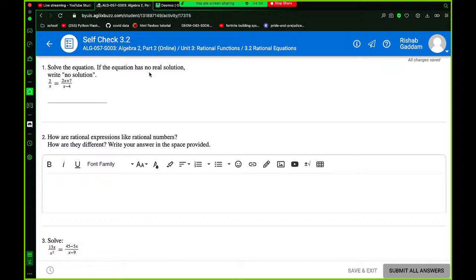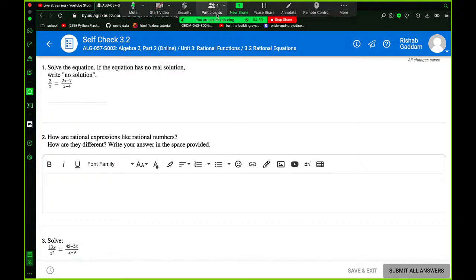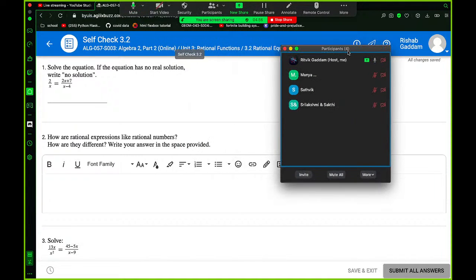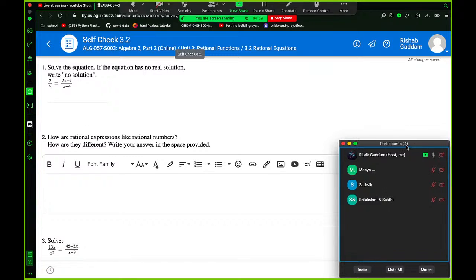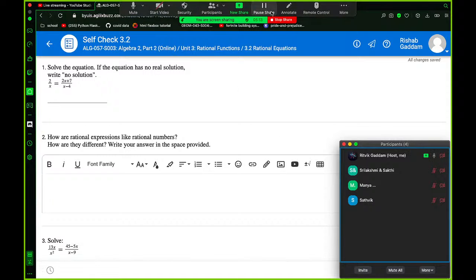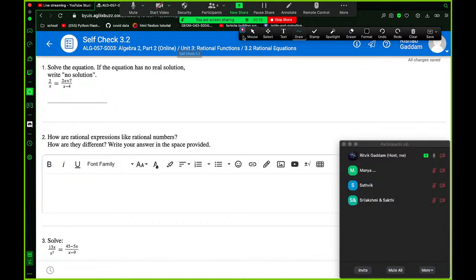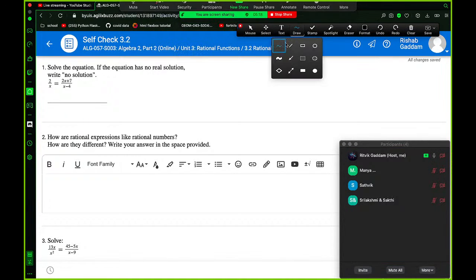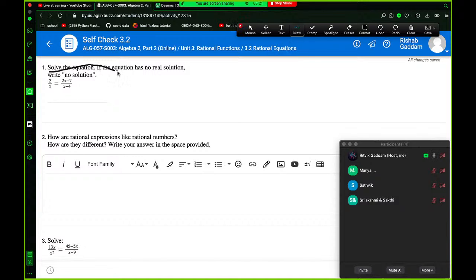Okay, so solve the equation. If the equation has no real solution, write no solution. Guys, if you want to do this question, then raise your hand in the participants list. Can you do this one as an example problem? Yeah, sure. Let me go to the drawing tool. Okay, so that's the equation they gave us.